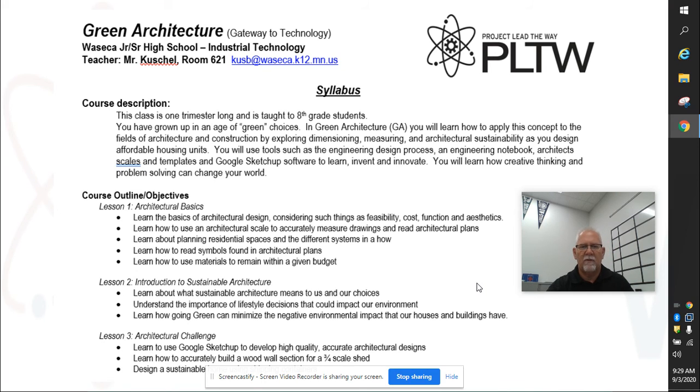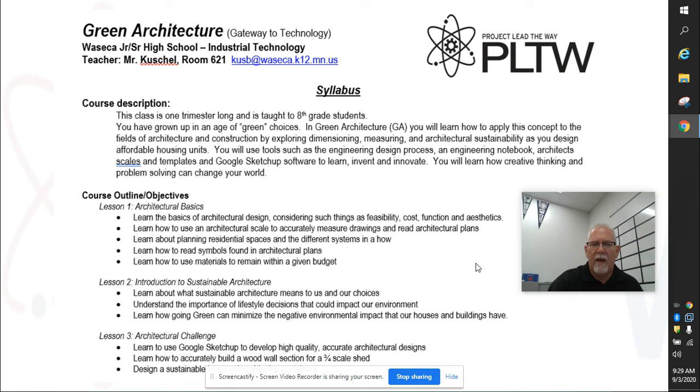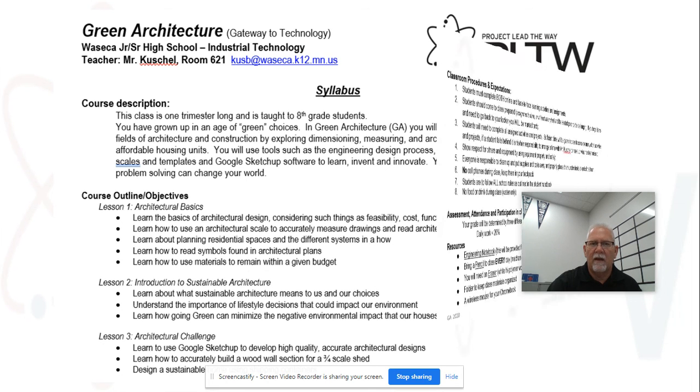Section 2, Lesson 2, gets into sustainable architecture. That's the green portion of our class. We'll learn about sustainable architecture. We'll learn about important lifestyle decisions that could impact our life and our environment, and learn how going green can minimize the negative environmental impact. And then the third part of our class, an architectural challenge, we're going to learn to use Google SketchUp to develop high-quality, accurate architectural designs, and we'll hopefully build a balsa model and design with sustainable features in mind.